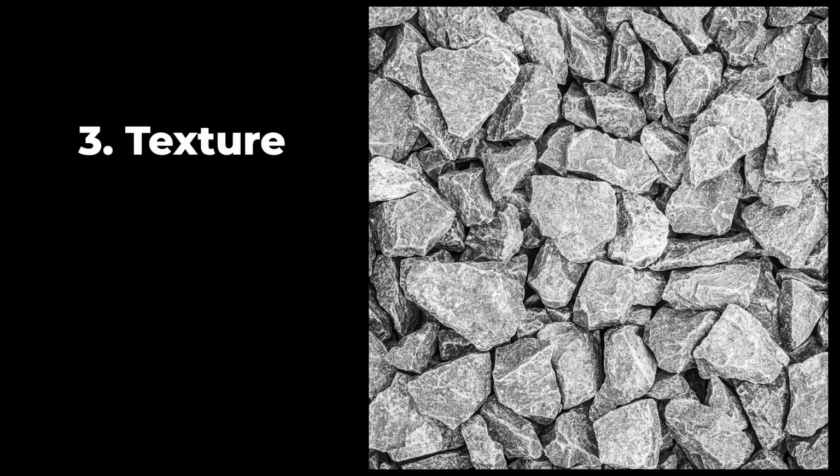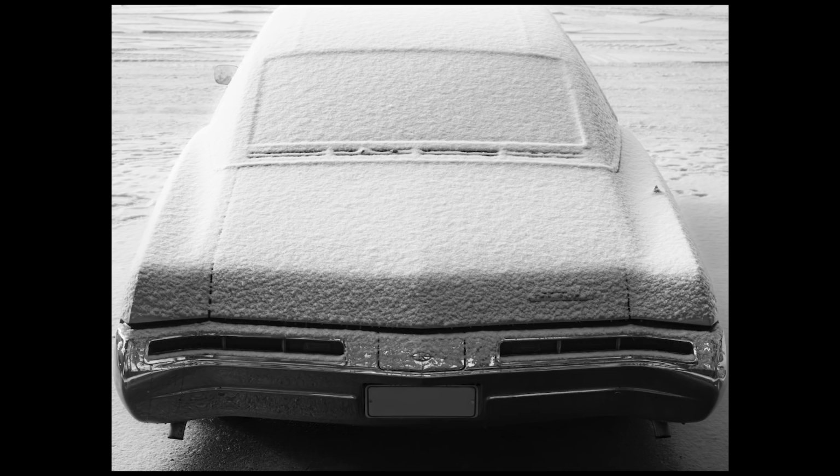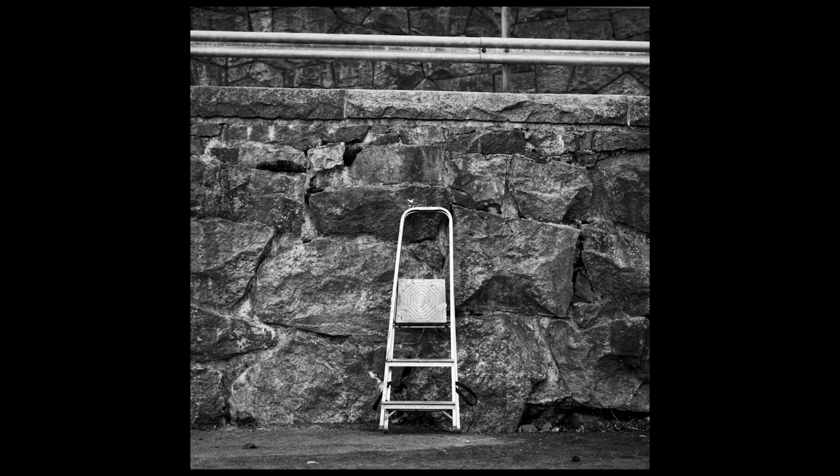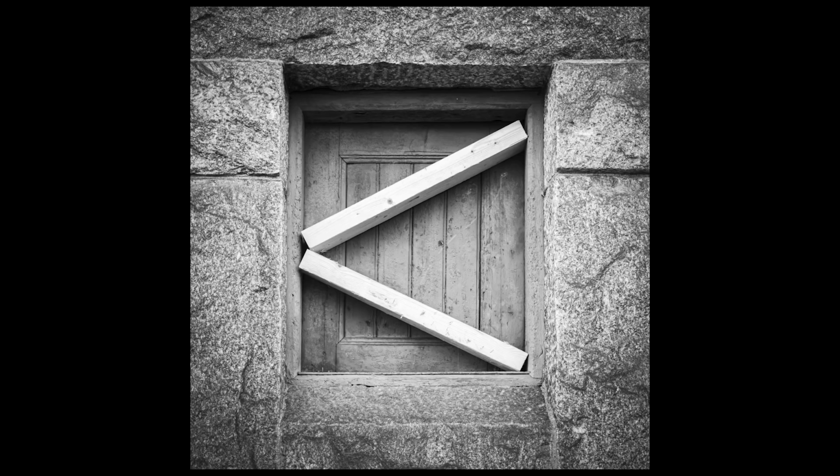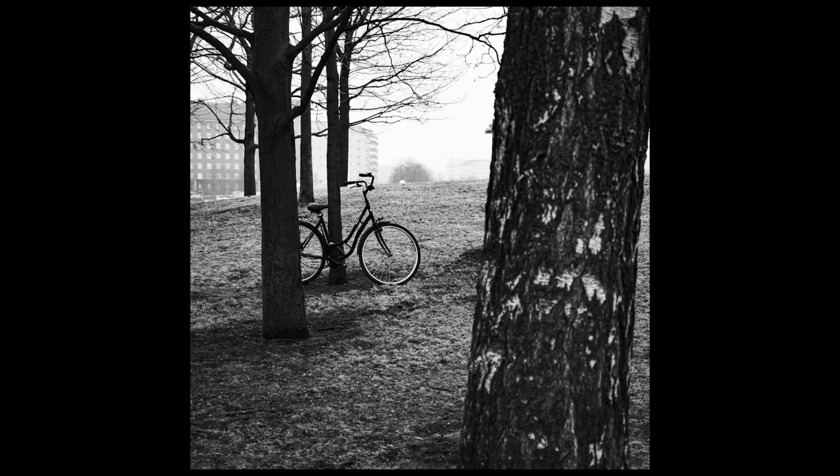Then number 3, texture. Texture is an interesting element in a black and white image because it gives some life to different surfaces. If you have light and shadows there, you can really feel the surface of things, or have a texture as the main subject of the image. The whole idea of an image could be the texture, or it can be a part of a black and white image to add to the overall feel of the image.